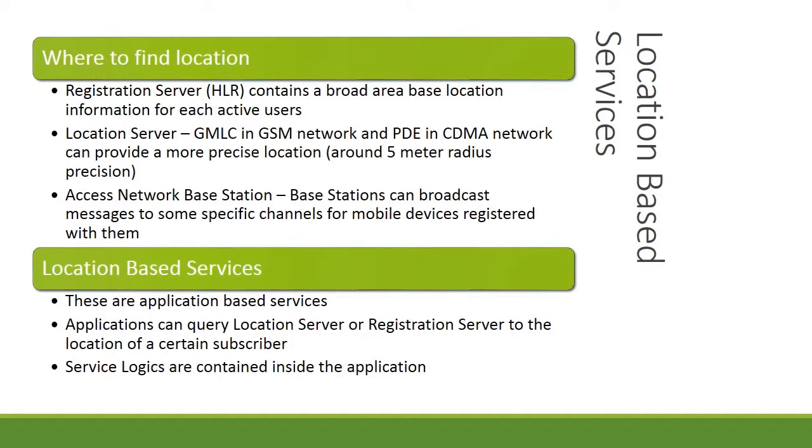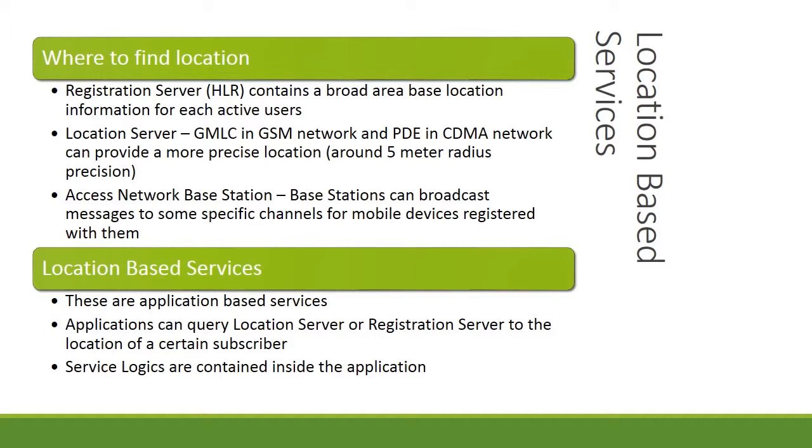From three places we can know the location in the operator's network. One is the HLR or registration server. From the HLR we know the position of the BTS or the point of access network. Another is the location server, which is an optional item for the network. And the last one is the base station of the access network, or BTS. Some BTS have some kind of facilities. We can broadcast some information from the BTS. The mobile device can listen to this information through its specific channel. We can see the location in mobile devices with the help of this information.